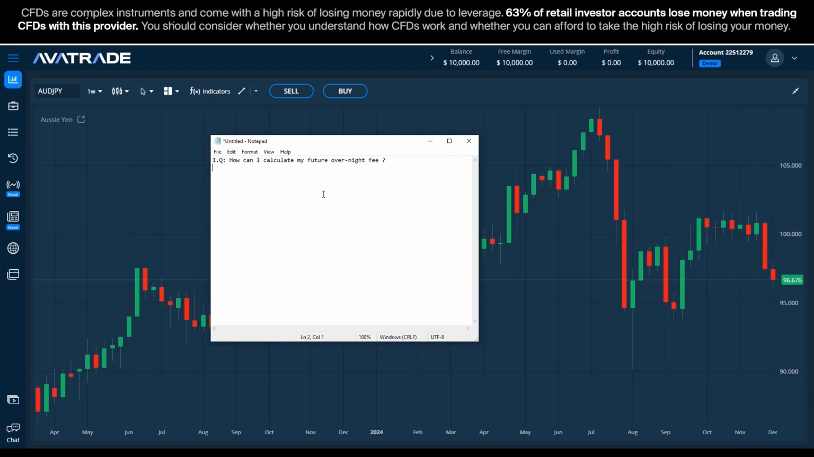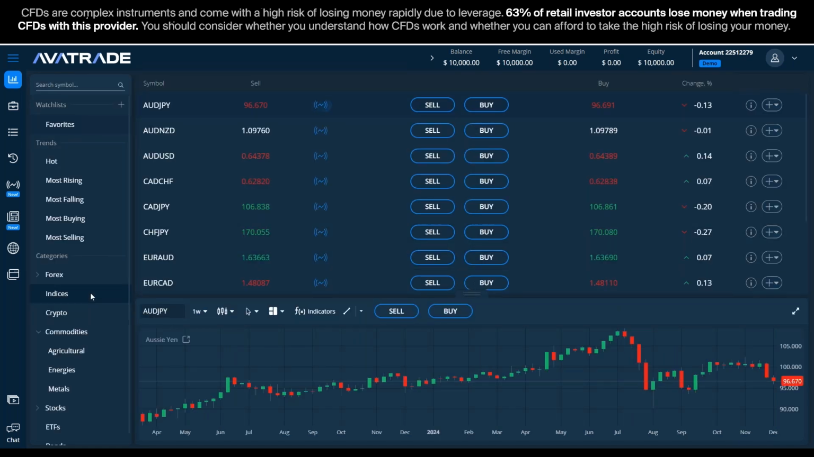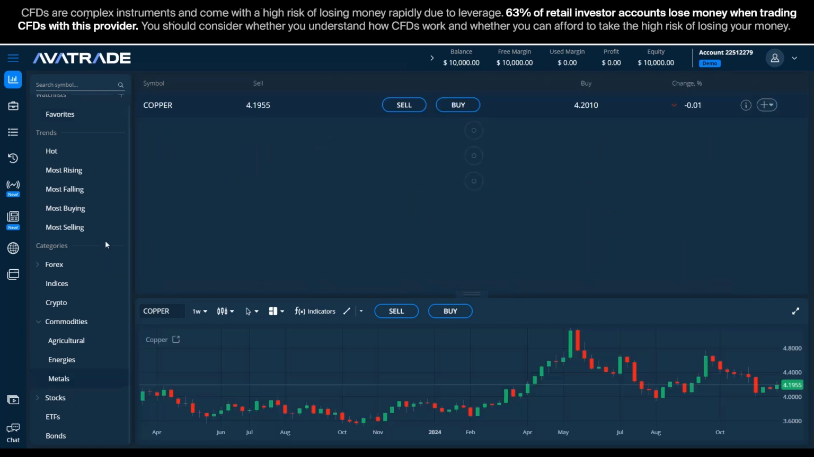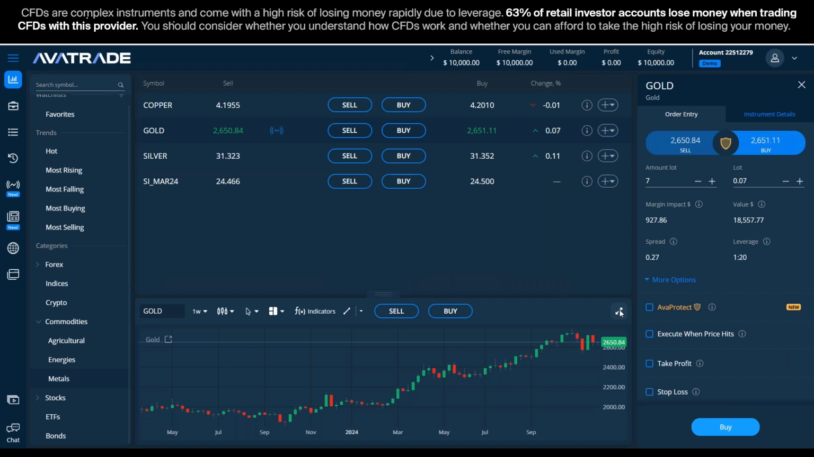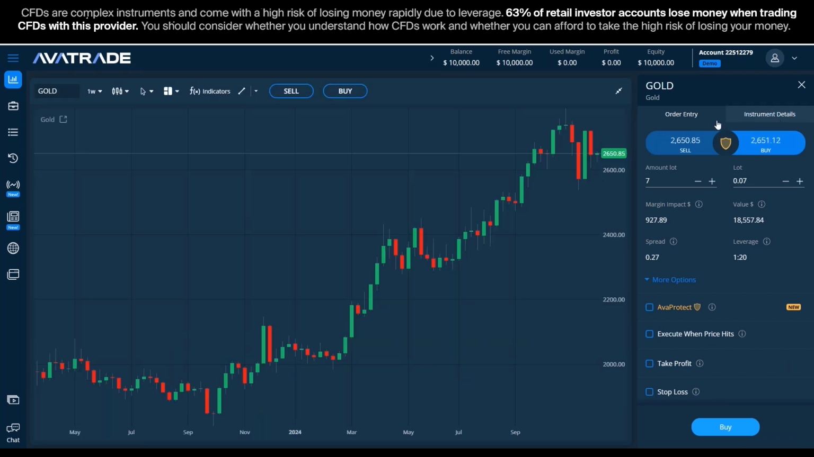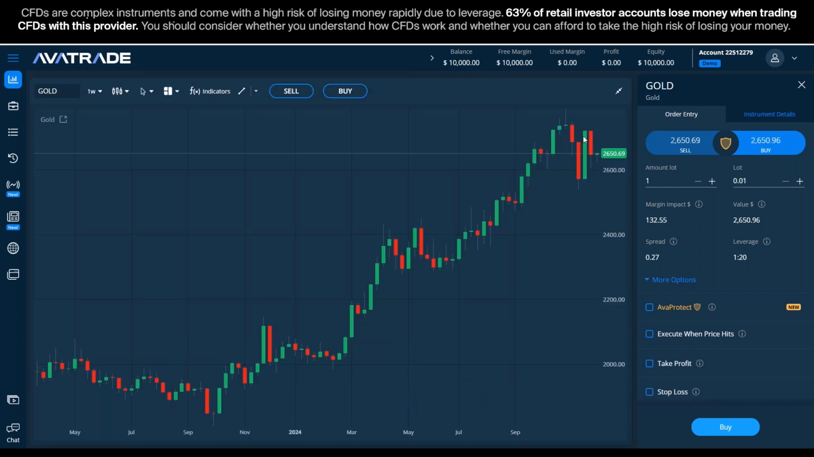All right, so how can we calculate the overnight fee? Okay, so let's pick an instrument for the demonstration. Let's take gold. Just again, it doesn't really matter because what I'm going to show you can be for any other instrument. And okay, so what I did is I basically went through the categories, and under commodities we have metals, and under metals we have gold. And if I click on gold, it opens the chart and I can expand it all the way up just like that.